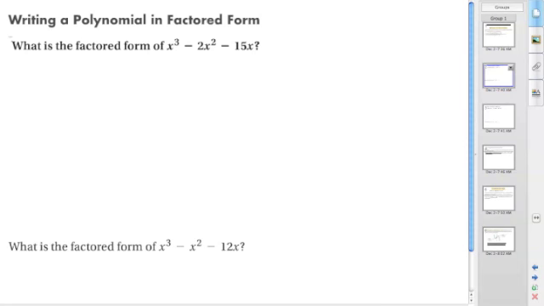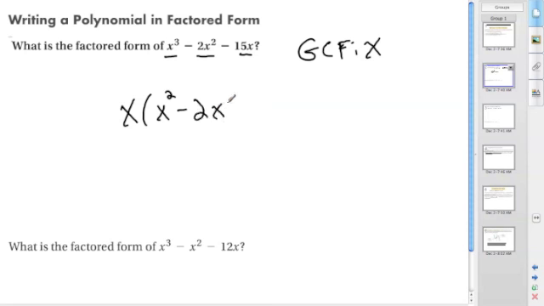So for the first example, notice that your GCF is x. So you pull out your GCF, it's x, therefore we have x squared minus 2x minus 15. So factor. Now we have to factor again. Can you factor x squared minus 2x minus 15? You should be able to.